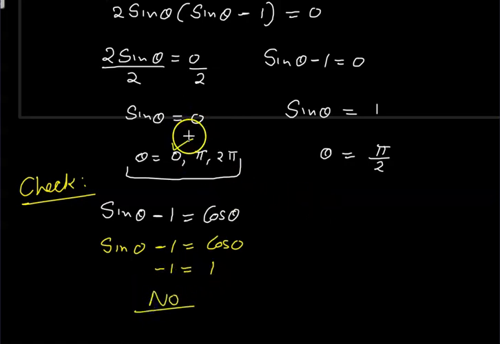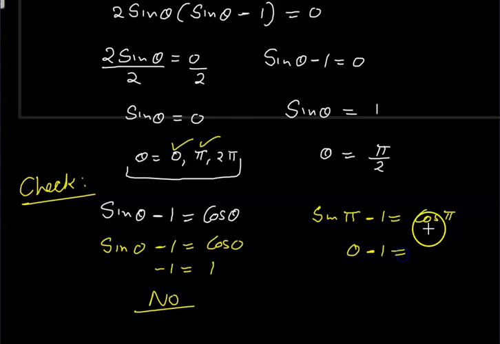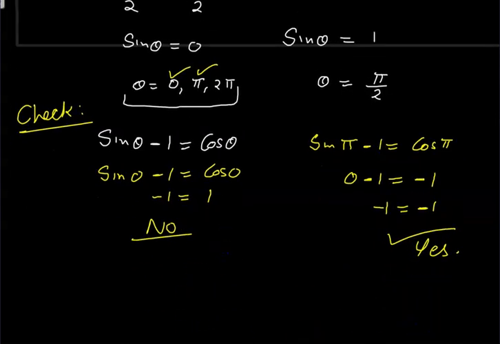Next we are going to check pi. Sine pi minus 1 equals cos pi. Sine pi is 0, minus 1, equals cos pi which is negative 1. Negative 1 equals negative 1. So this is working. We are going to accept this solution.